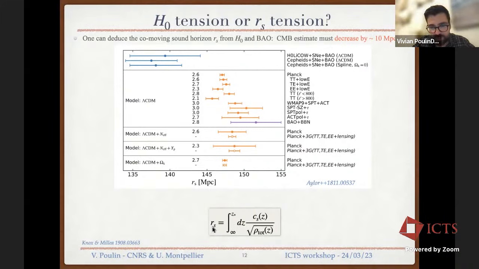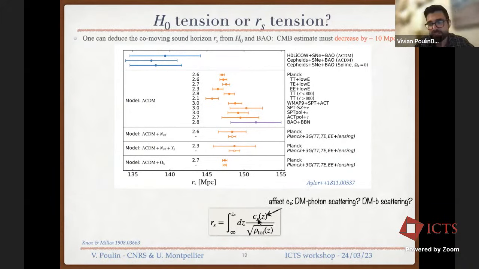But how can you do that? The sound horizon is simply the integral of the sound speed of this wave that propagated over time, which in redshift space is written like this. So you can say maybe the sound speed was different. Maybe the sound speed was a bit slower than what I predict.